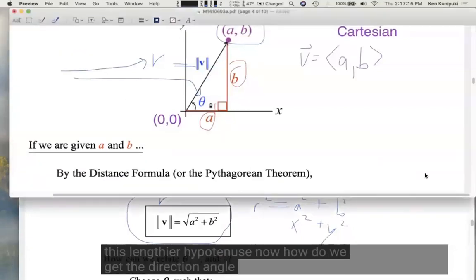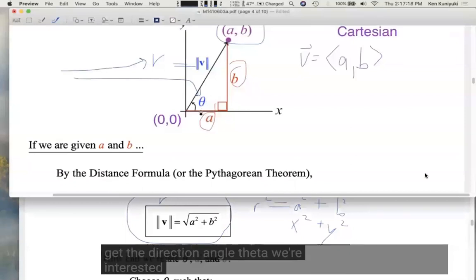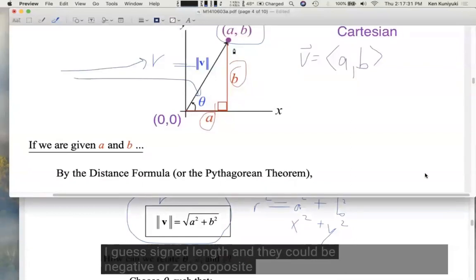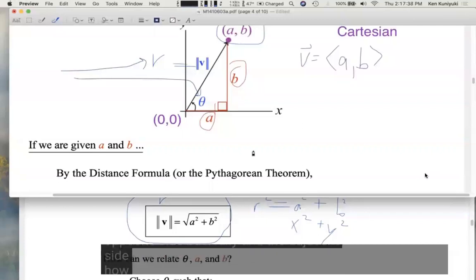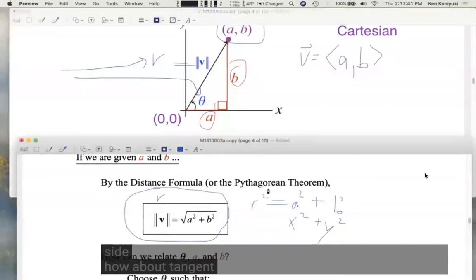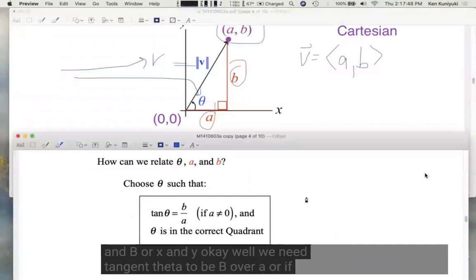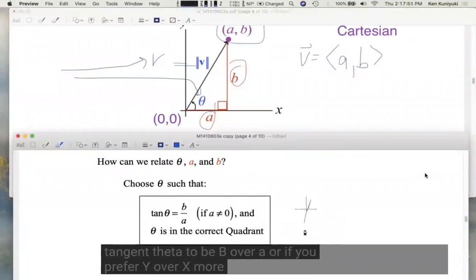Now, how do we get the direction angle, theta? We're interested in theta. You have b and a. You have the opposite side length and the adjacent side length. I guess side length. They could be negative or zero. Opposite over adjacent. What trig function relates an angle, the opposite side, basically, and the adjacent side? How about tangent? How can we relate theta, A and B, or X and Y? Okay, well, we need tangent theta to be B over A, or if you prefer, Y over X, more generically.